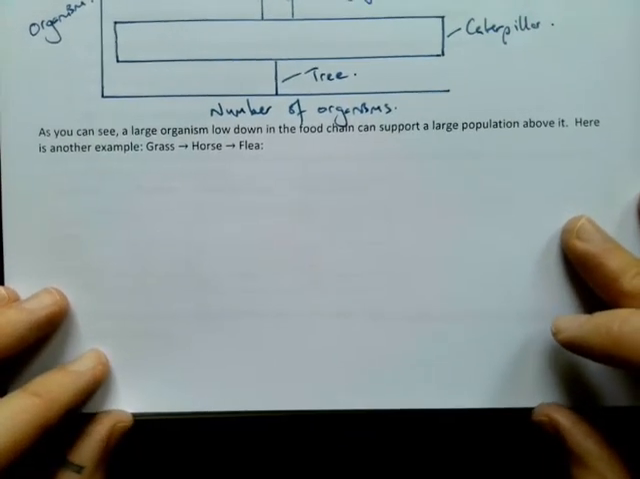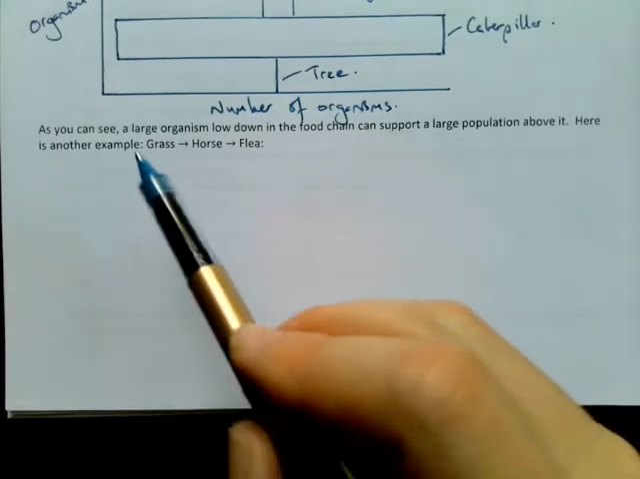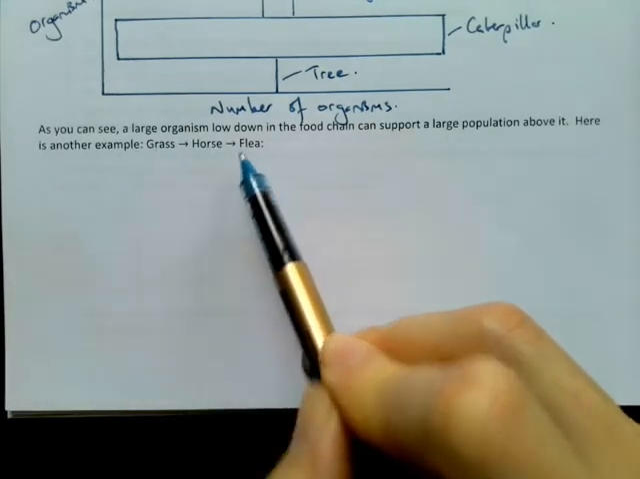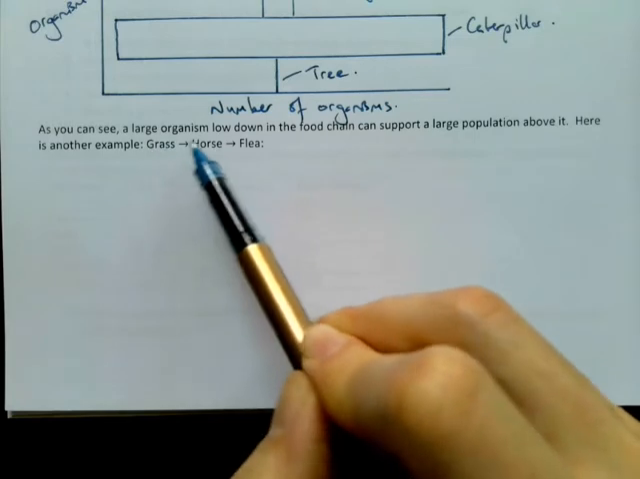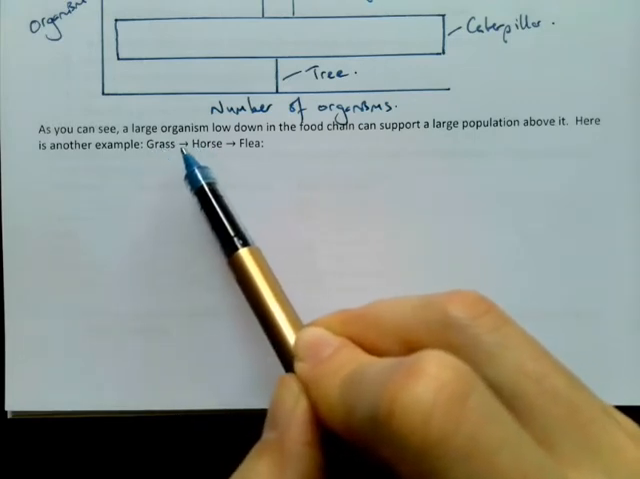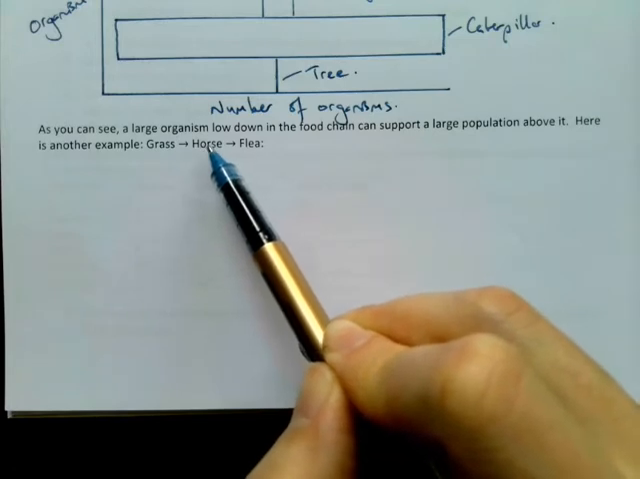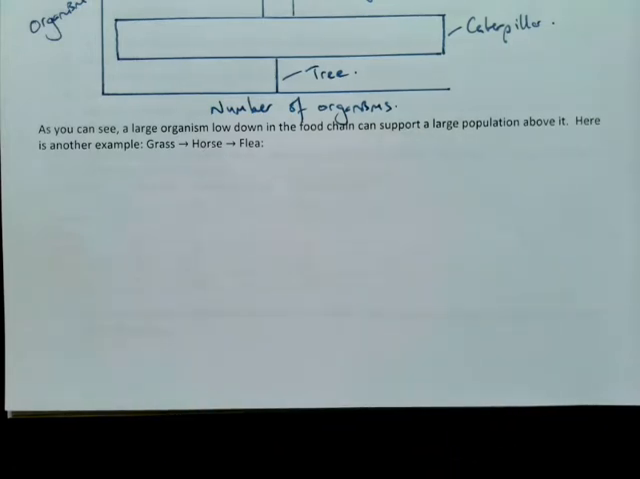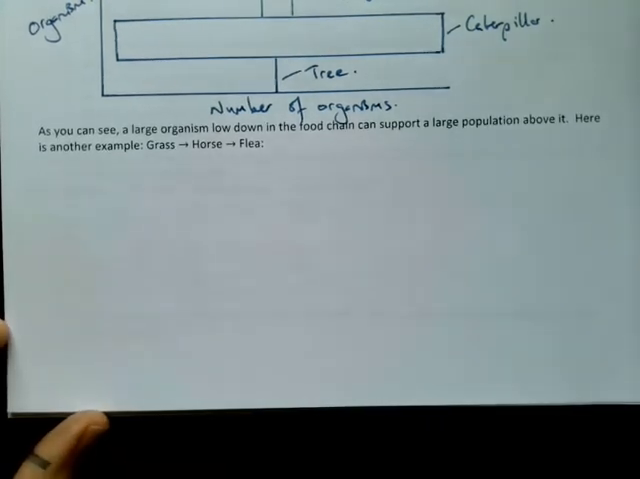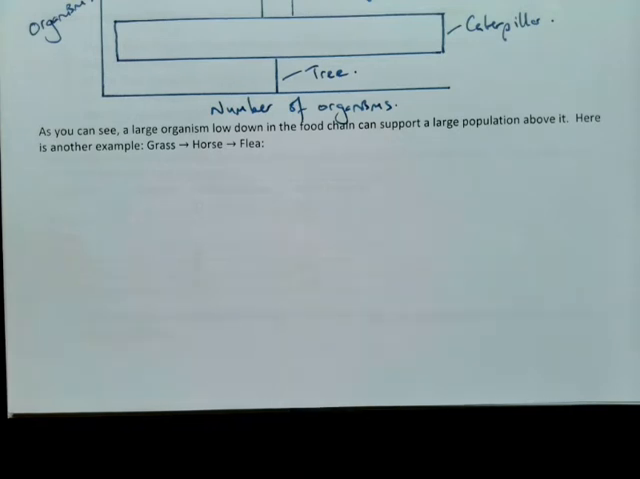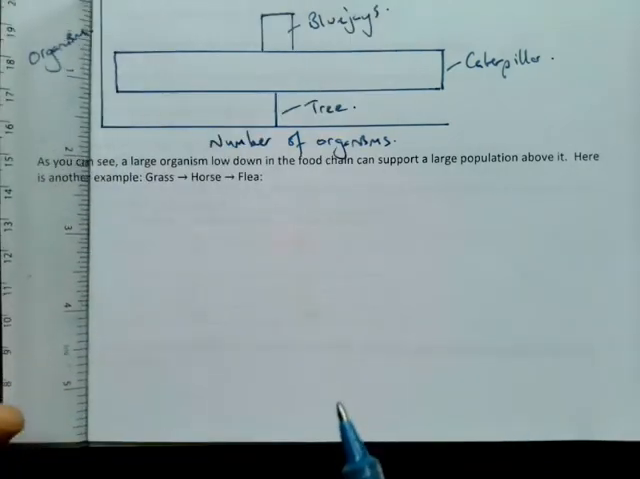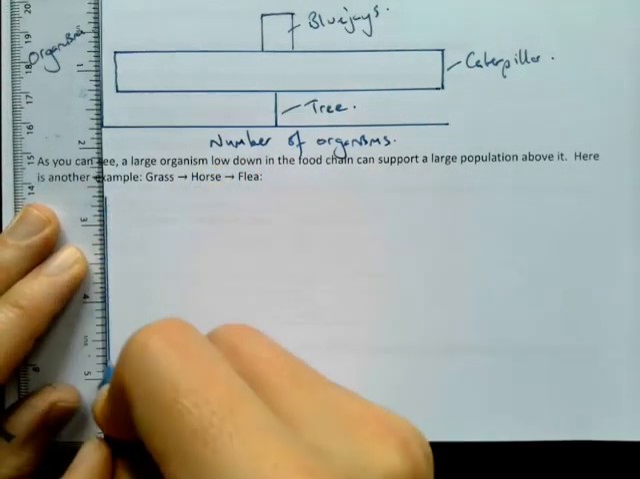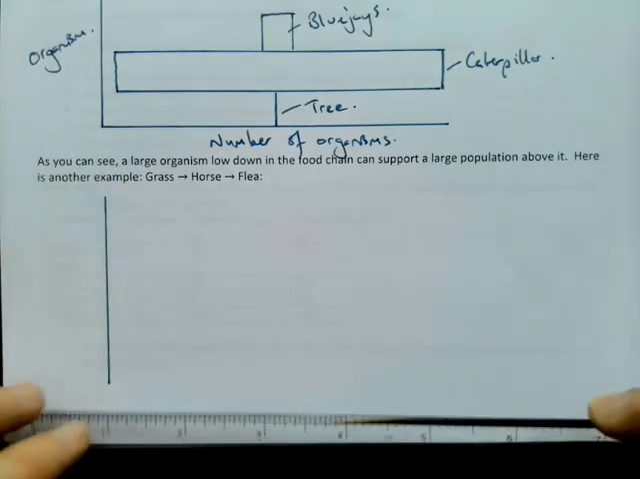So, your go. You need to now draw me a pyramid of number for grass, horse, flea. So you need to think about how much grass a horse needs to eat. Is it a lot or a little? And then how many fleas can there be on a horse? All right, so you quickly have a go at that. Okay, so you should have paused the video there. If you haven't paused the video yet, pause it now and have a go. Otherwise, I will now show you what it should look like.